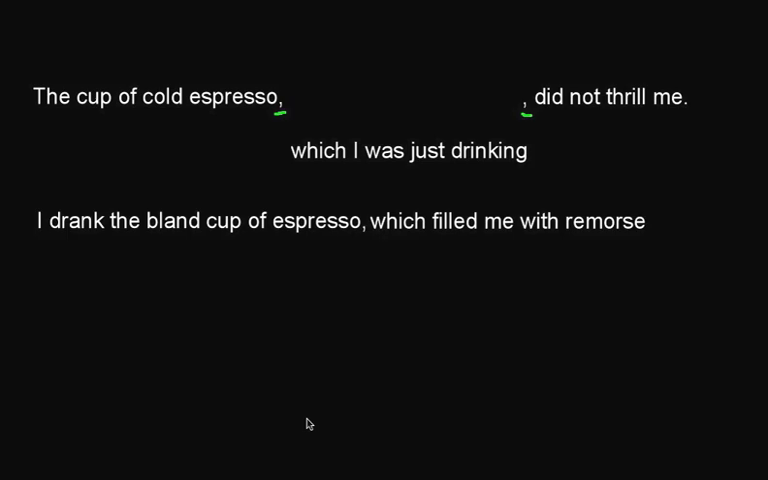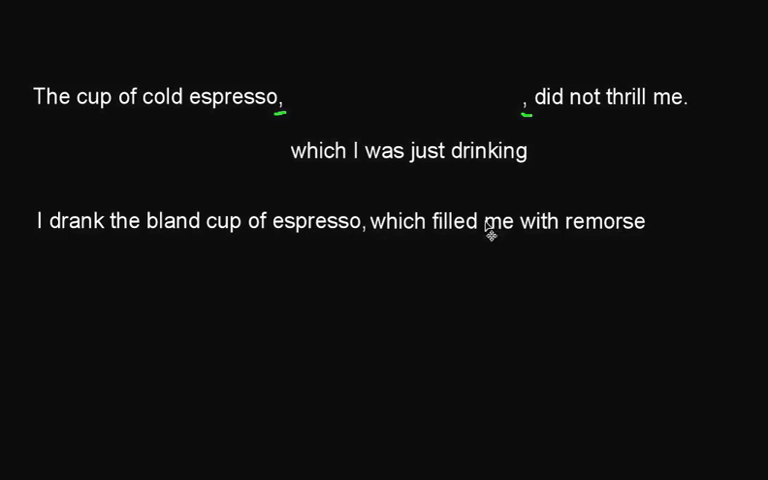The cup of cold espresso did not thrill me. Right. That's all the information you need to know, and quite frankly, it's information that everyone should know about cold espresso. I drank the bland cup of espresso, which filled me with remorse. So again, in this case, the essential information is this independent clause. I drank the bland cup of espresso. It already tells us which one. And it also tells us what kind. It was bland. Which one? The bland one, right?